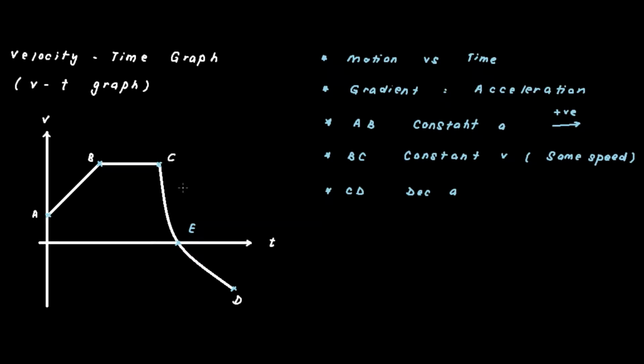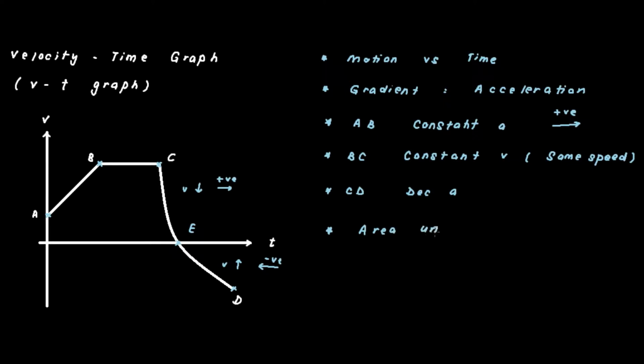I hope that you can see this. For this part, the velocity decreases, but it's still a positive direction. For this part, the velocity is increasing because the magnitude is increasing, right? But it moves towards the negative direction. So in total, when you look at this graph, it will be a decreasing acceleration.